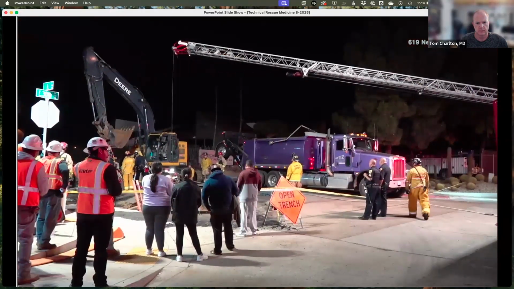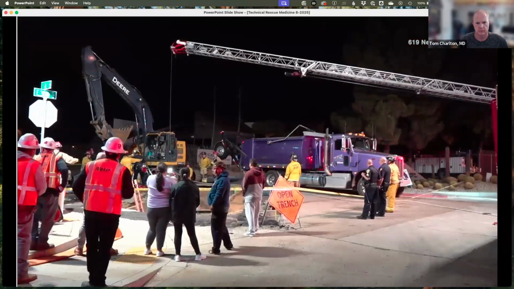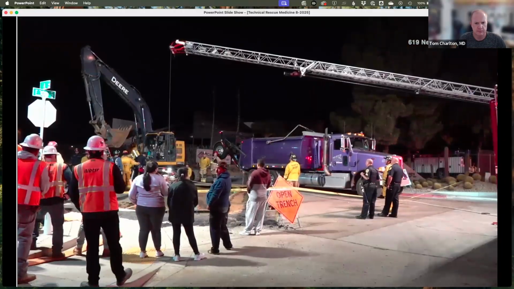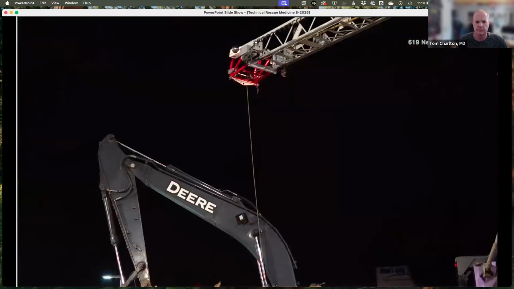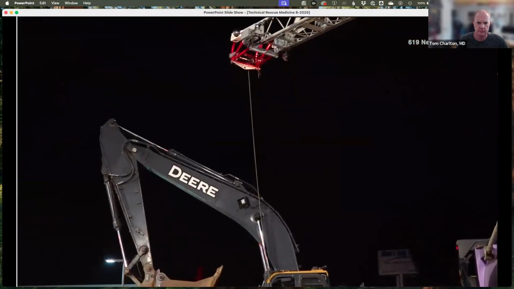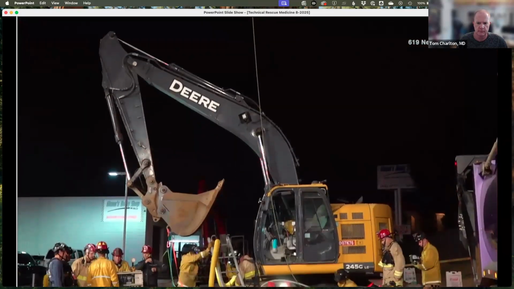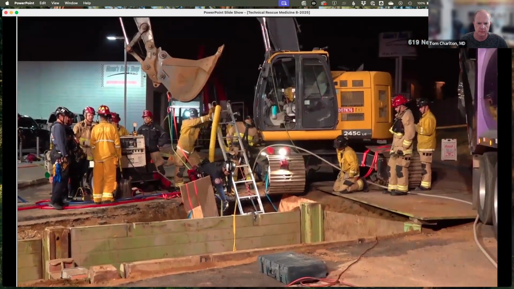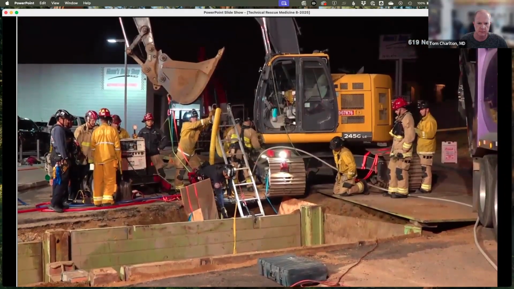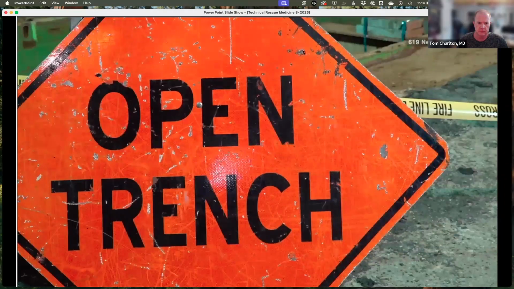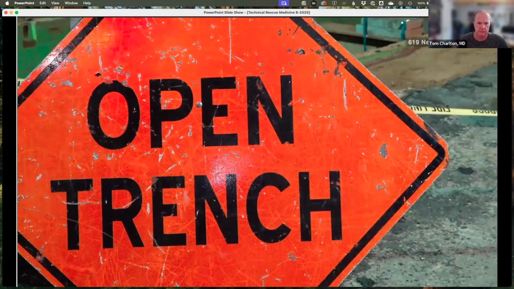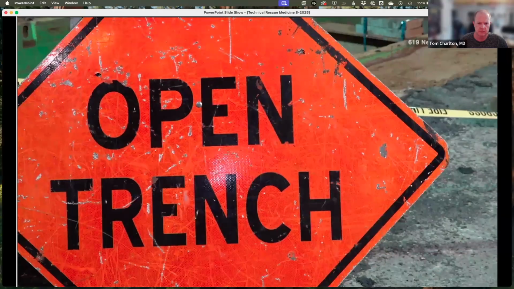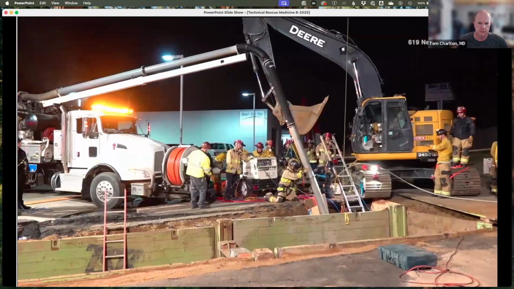How unique is this type of rescue? How difficult is it to pull something like this off? Well, I'm going to use your word, unique. What's interesting about National City and the county of San Diego is that we have a mutual aid agreement, which means that if we need help, we're going to get it. If we need to go into San Diego, we're going to help them.